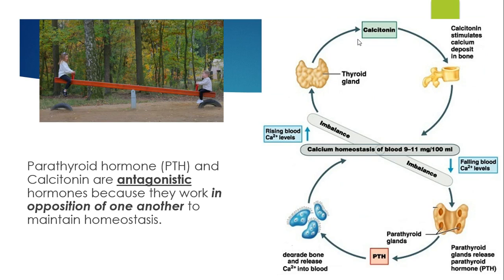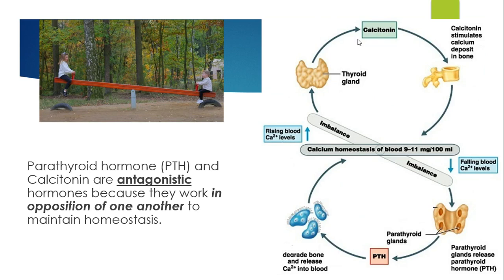It's like kids on a teeter-totter in the playground, right? If one kid goes down, the other kid goes up. When one kid goes down, the other kid goes up, back and forth. But if we were to take the average over 20 minutes at the playground, where would the teeter-totter be? Right in the middle, right? And that's kind of how parathyroid hormone and calcitonin work.